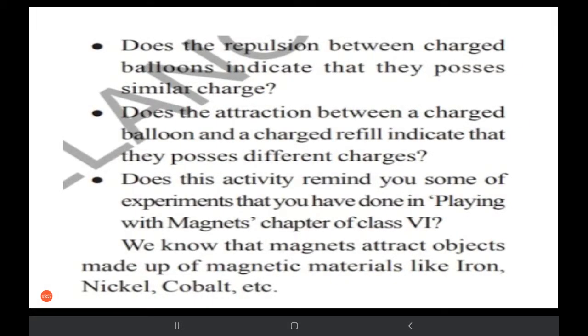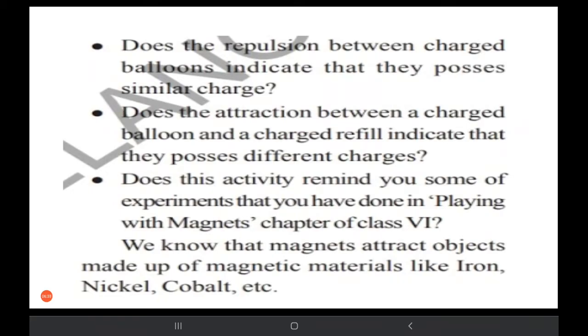So when we rub the balloons with woolen cloth, they possess a similar charge. So that's why they repel each other. We know like poles repel each other. So that's why here two balloons repel each other. And does the attraction between the charged balloon and charged refill indicate that they possess different charges? Yes, they possess different charges, because here we rub the balloon with woolen cloth and the refill with polythene sheet. So here they acquire different charges. So that's why the balloon and refill are attracted to each other.